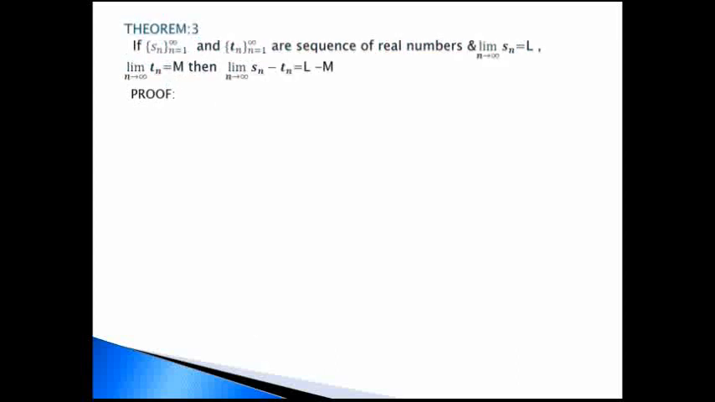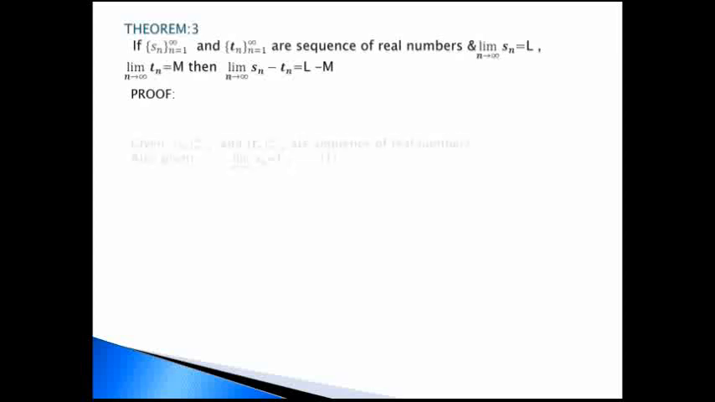Theorem 3. If the sequence Sn, n equal to 1 to infinity, and the sequence Tn, n equal to 1 to infinity, are sequences of real numbers, and if limit n tends to infinity Sn equal to L and limit n tends to infinity Tn is equal to M, then limit n tends to infinity Sn minus Tn is equal to L minus M. Proof. Given the sequences Sn and Tn, n equal to 1 to infinity, are sequences of real numbers.